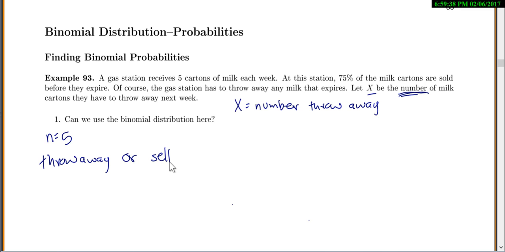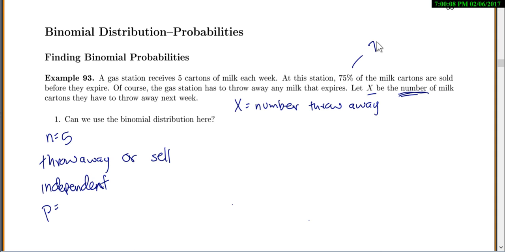So 2 options. Let's see, should they be independent? One carton of milk going sour shouldn't affect the other cartons. Okay, they don't cross-contaminate there. And do you have a probability of a success? Or in this case, we're throwing it away. That might not seem like a success in the business world, but it's what we're counting. So what's the probability of what we're counting, or throwing it away?